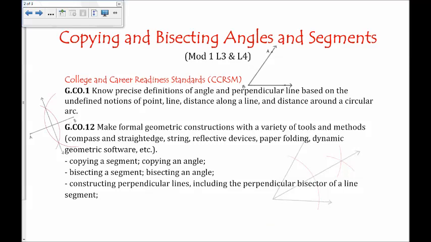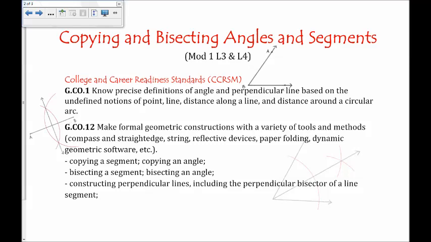Our next lesson is on copying and bisecting angles and segments. And just like our last lesson, we'll do most of this during class. But to prepare you for that, to make the most of our face-to-face time, I've prepared this video.